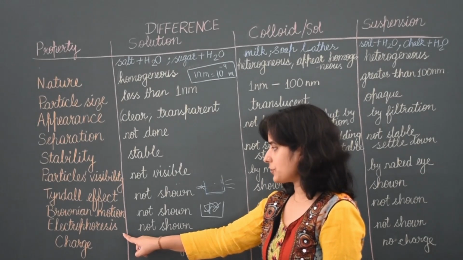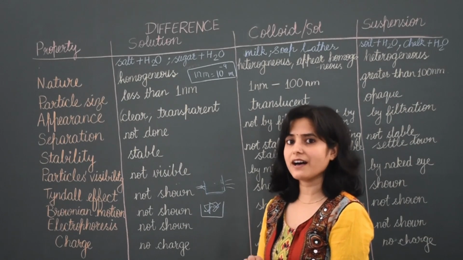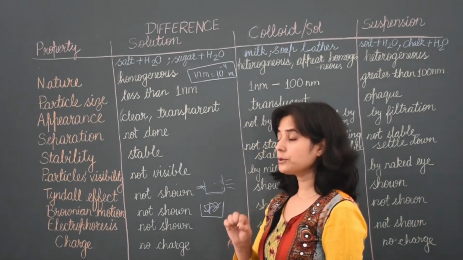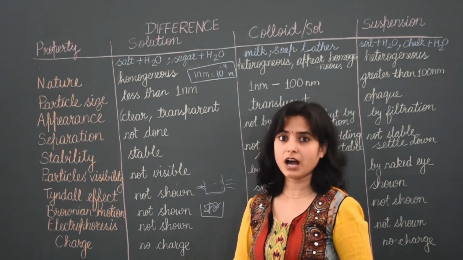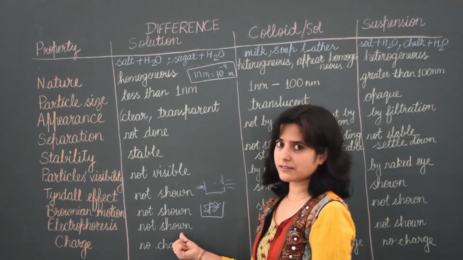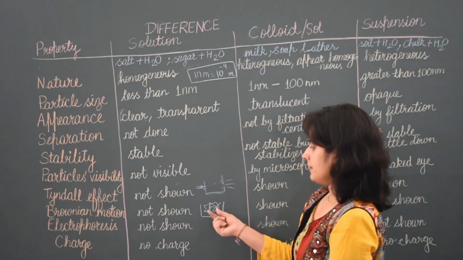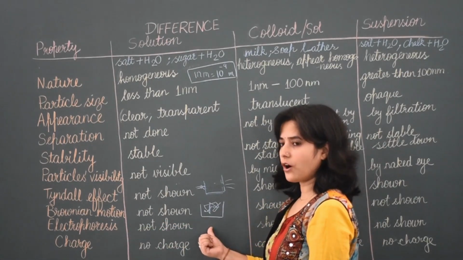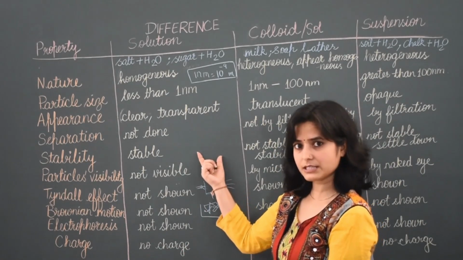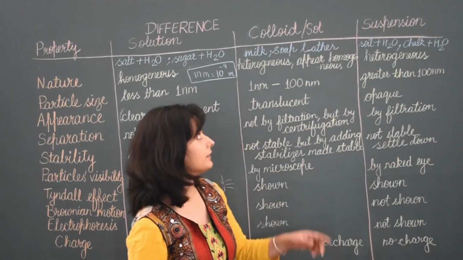Electrophoresis. What is electrophoresis? Electrophoresis is the movement of charged particles, or movement of particles due to charge. Here we are taking positive and negative charged ions or particles. In solution, electrophoresis is not shown. Last one, charge. Electrophoresis is not shown because no charged particles are present in solution. Is it clear? Okay. Now we will start the next, colloid.